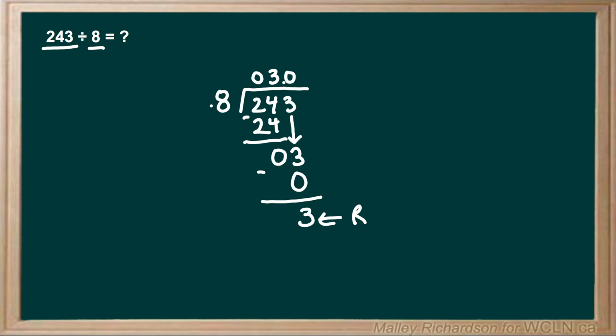There are a few different ways that we can write out our answer. We first always want to write our quotient that we solved, which was 30, and then we can write R for remainder, and then a 3, because we found that our remainder is 3. Or we can write our answer again with the quotient, and then a fraction. The fraction is the remainder of 3 over our divisor, which was 8. So 243 divided by 8 is 30 remainder 3, or 30 and 3/8.